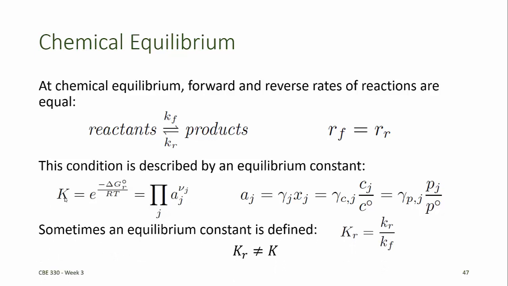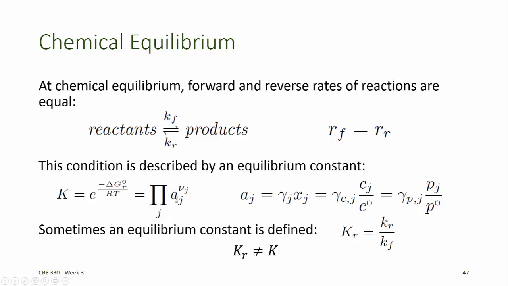However, sometimes the equilibrium constant for a reaction is also defined as the rate coefficient for the reverse reaction divided by the rate coefficient for the forward reaction. This ratio of reaction rates may not be dimensionless, and what we call K_R, the equilibrium constant computed from a ratio of reaction rate coefficients, is not equal to the thermodynamic equilibrium constant defined as the product of the component activities.